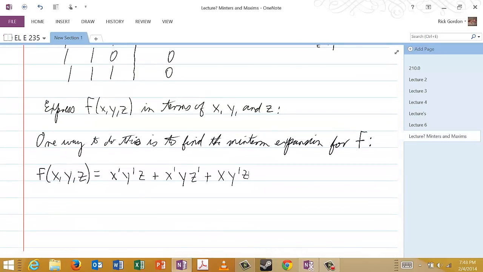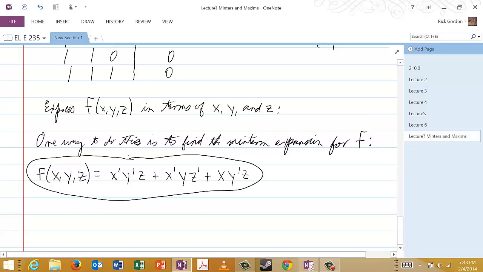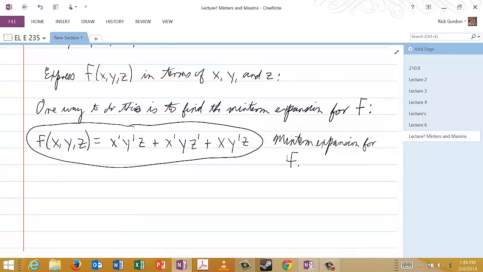Now, again, this is the minterm expansion for f. Now, sometimes we use another notation, and that notation can be explained in the following way. It's convenient, especially when you have many Boolean variables available.